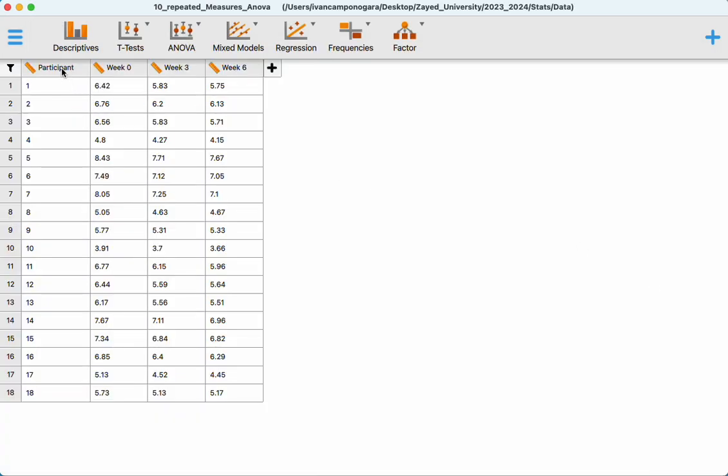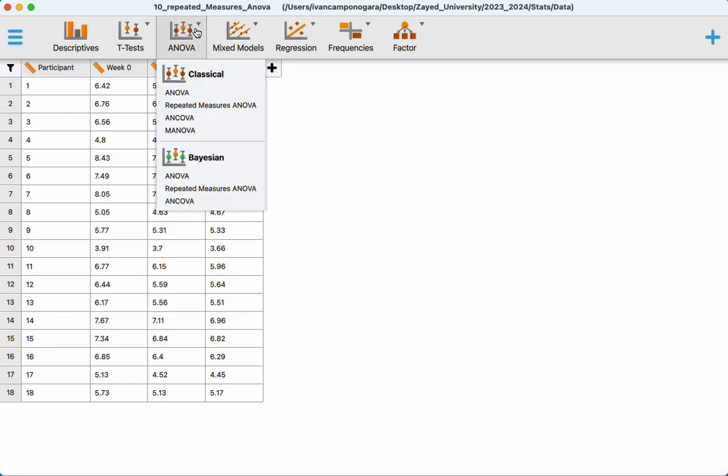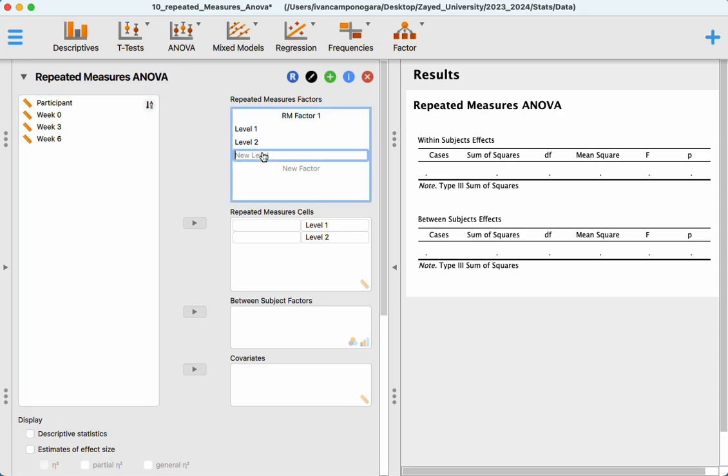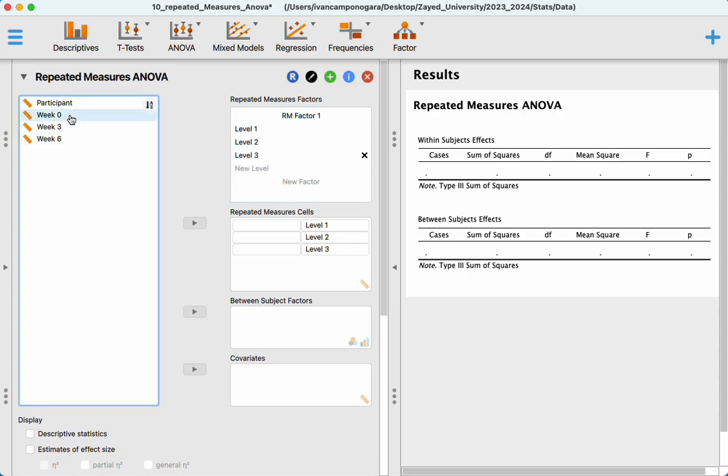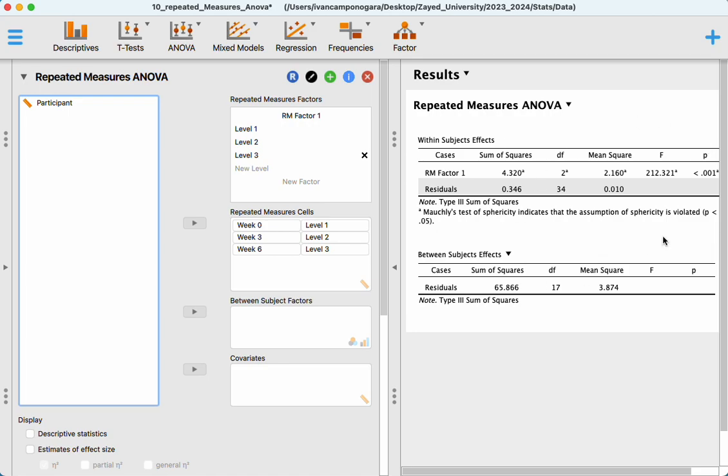So I have one group of participants. In this case, I have 18. They are measured at week 0, week 3, and week 6. So to run a repeated measures ANOVA, I just click ANOVA, repeated measures ANOVA. I add one level here because I have three measurements. I have week 0, week 3, and week 6.